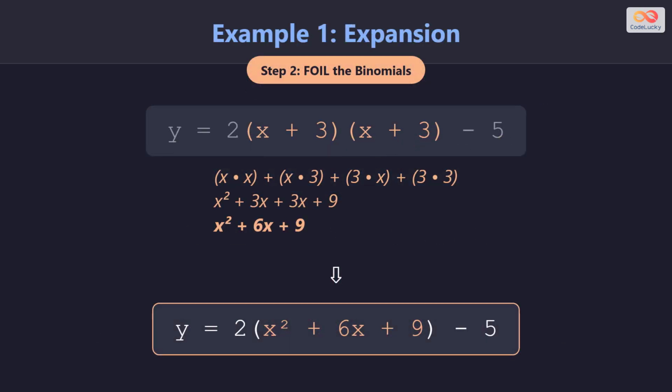Now, we focus on expanding the binomials using the FOIL method or distribution. We multiply x by x to get x squared. x times 3 gives 3x, 3 times x gives another 3x, and 3 times 3 gives 9. Combining the middle terms, 3x plus 3x gives us 6x, so the parentheses become x squared plus 6x plus 9.